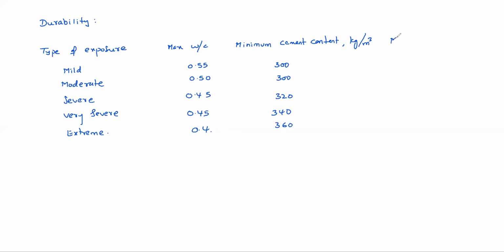And the minimum grade of concrete also we need to follow. See, these are for RCC, not for PCC. For RCC, I am explaining here. In mild exposure, M20 is the minimum grade of concrete to be used. For moderate exposure, M25. Severe condition, M30 must be used. Very severe, M35, and extreme conditions, M40 is the minimum grade of concrete. So these things we need to follow to take care of durability. For PCC also similar values are given.